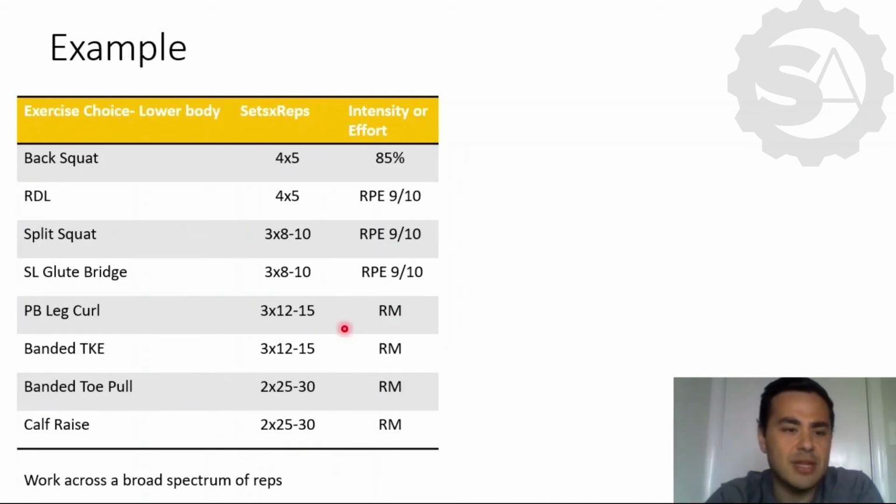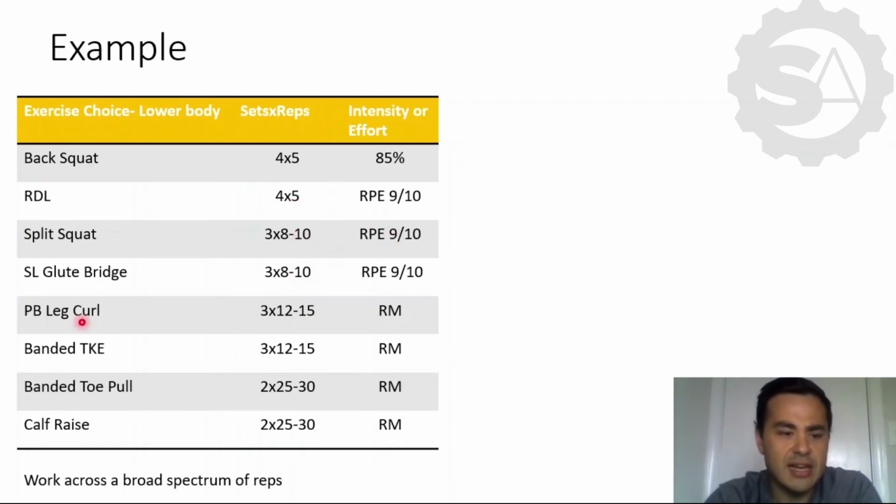Okay, so if we have this example, I'll walk you through it a little bit. In this case, again, we're just looking at lower body type exercises. And so we have the back squat and RDL. We think back squat being more knee dominant, so working a lot of quad and glute. And we have the RDL being more hip dominant, working a lot of glute and hamstring. So in this case, we're thinking, all right, we got 4 sets of 5, we're targeting mechanical tension. Okay, we got split squat and single leg glute bridge. All right, we have reps 8 to 10 and still pretty roughly intense in terms of effort, and so we're working somewhere in the middle there.